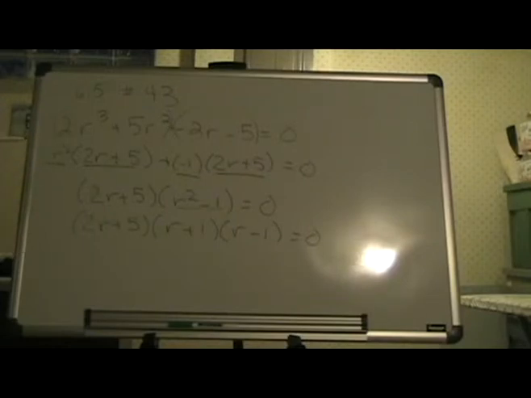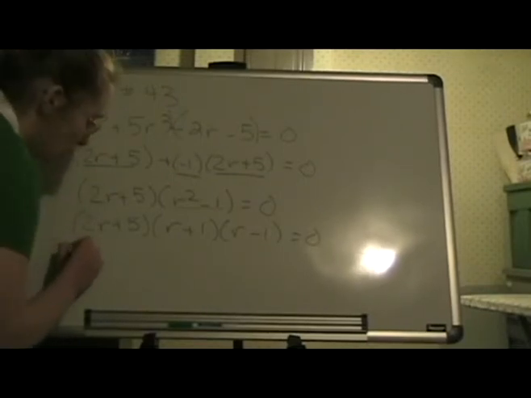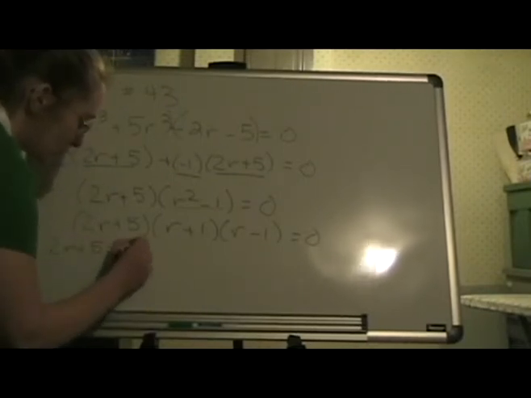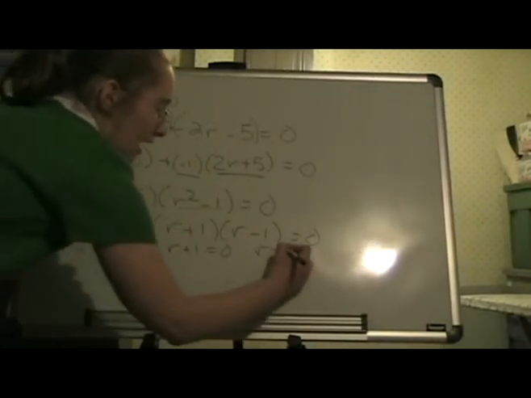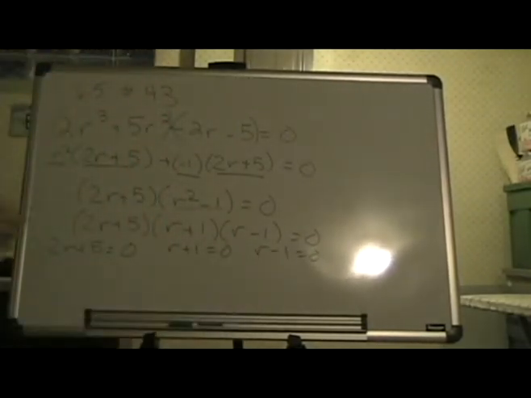We're done with factoring, but now to solve this equals 0, we use our zero factor rule, which says that each of these can be set separately to 0 and solved. So 2r plus 5 equals 0, and r minus 1 equals 0. Now we can solve each of these separately.